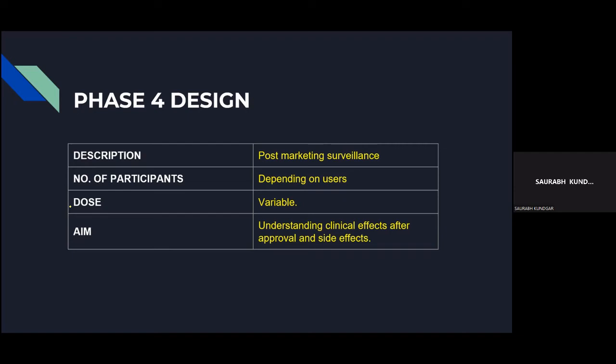And why we do this phase 4 trial is to understand what the drug interactions are, or what adverse events the manufacturer or clinical trial investigator missed during the clinical trial in phase 3. So to understand the effect of the drug, to understand the adverse events that are being caused after marketing, that is where phase 4 comes in.